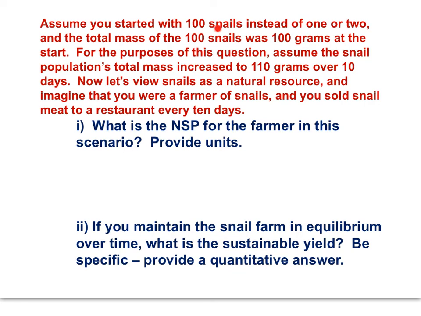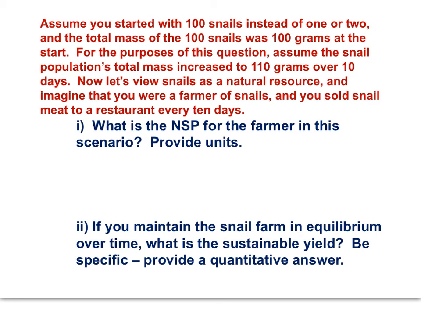Assume you started with 100 snails instead of 1 or 2, and the total mass of the 100 snails was 100 grams at the start, say year 1. For the purposes of this question, assume the snail population's total mass increased to 110 grams over 10 days. Now let's view the snails as a natural resource and imagine that you're a farmer of snails and that you sold snail meat to a restaurant every 10 days. What is the NSP for the farmer in this scenario?